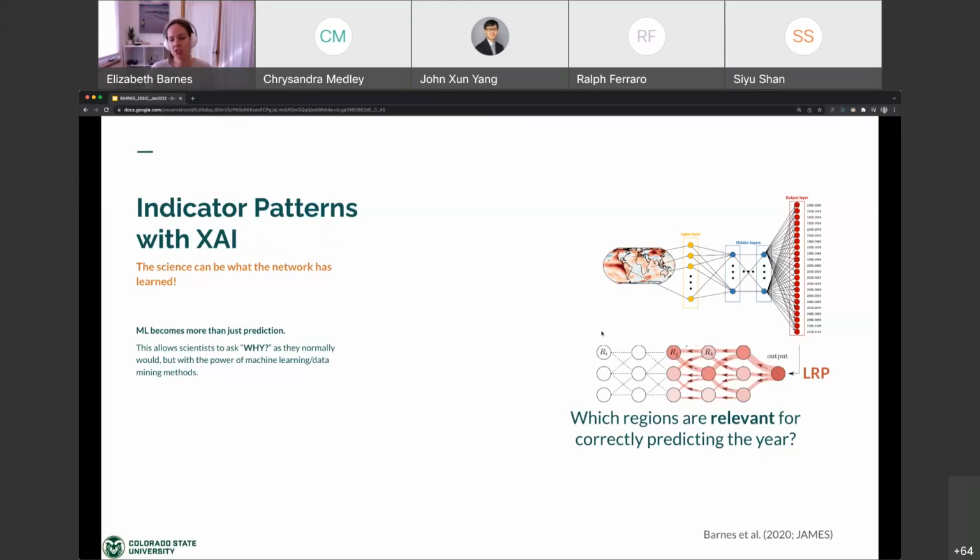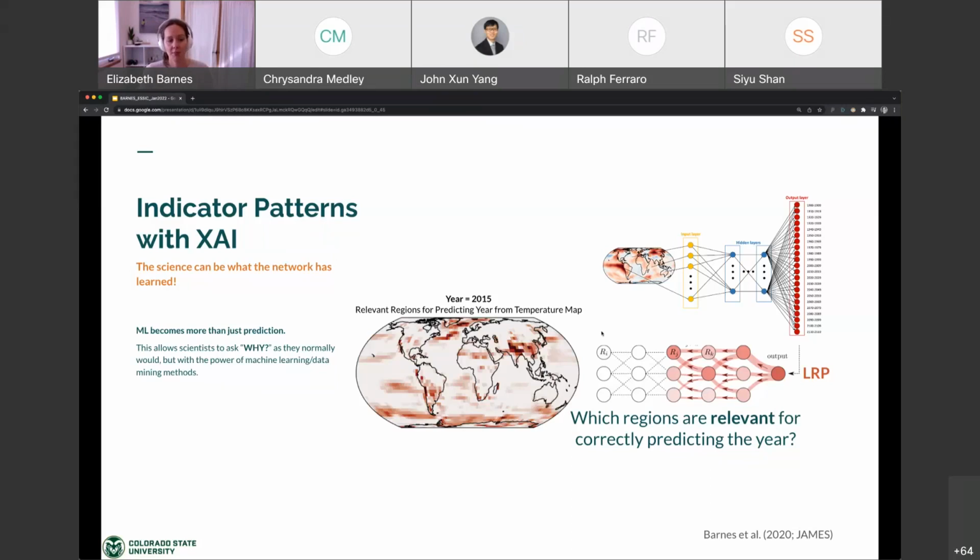So here's an example of a map for the year 2015. These are the most relevant regions used by the network when predicting the year 2015. And what we see is there are some key regions, for example, the Southern Ocean, the North Atlantic, which largely lines up with the North Atlantic warming hole, as well as Southeast Asia. And I'll return to that one in a minute. Now, I can do this for the year 2015, but remember, neural networks are nonlinear.